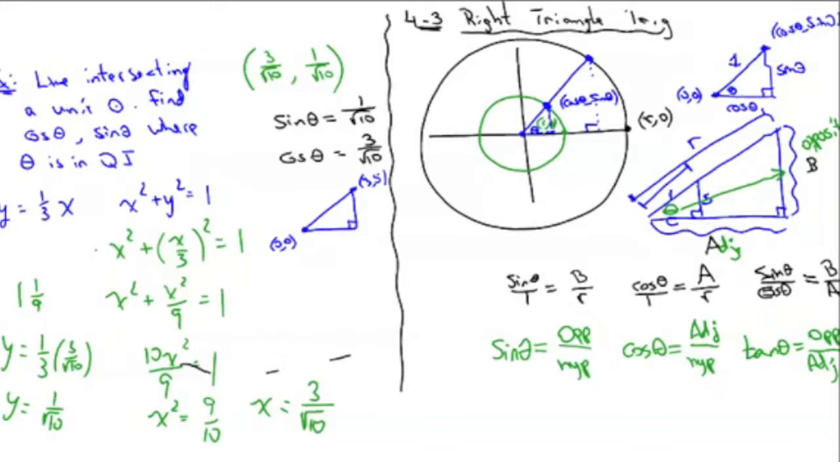SOH CAH TOA. I could never remember SOH CAH TOA. Some old hippie caught another hippie tripping on acid. I always remembered it since I was a kid. That's a funny one. Tripping on acid. There's something going around in the 80s.